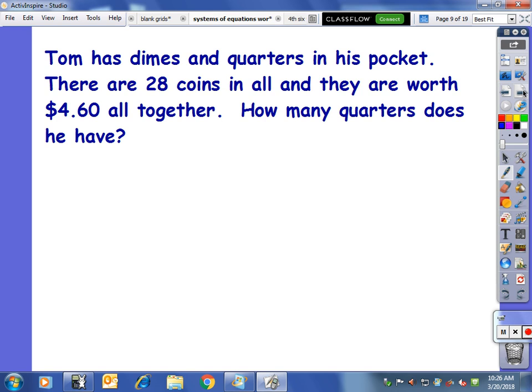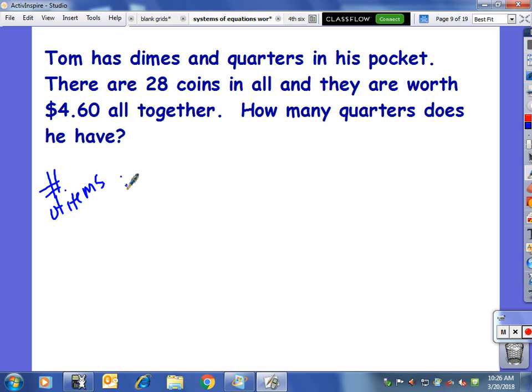Who can give me the number of coins equation? No, just the number of items. Yeah, D plus Q is 28. That's just counting the coins. Has nothing to do with how much money you've got. It's just there's 28 items. Some of them are dimes, some of them are quarters.